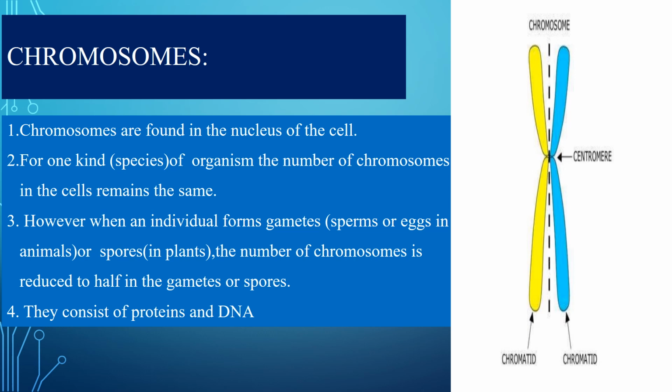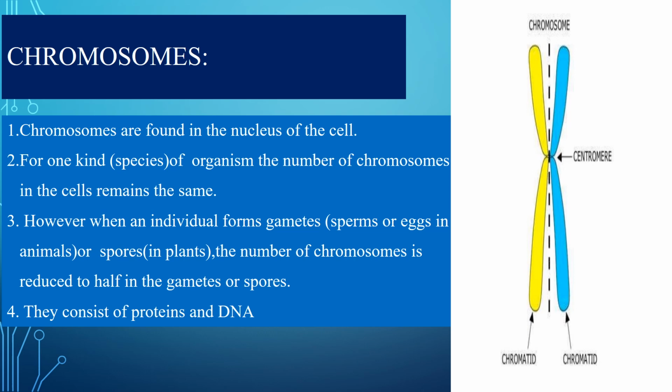Chromosomes. Chromosomes are found in the nucleus of the cell. For one kind of species of organism, whether cats or dogs, the number of chromosomes in the cell remains the same. These are fixed for the species. However, when an individual forms gametes, sperms or eggs in animals or spores in plants, the number of chromosomes is reduced to half in the gametes or spores. That is only at the time of gamete formation. Otherwise the number remains the same.